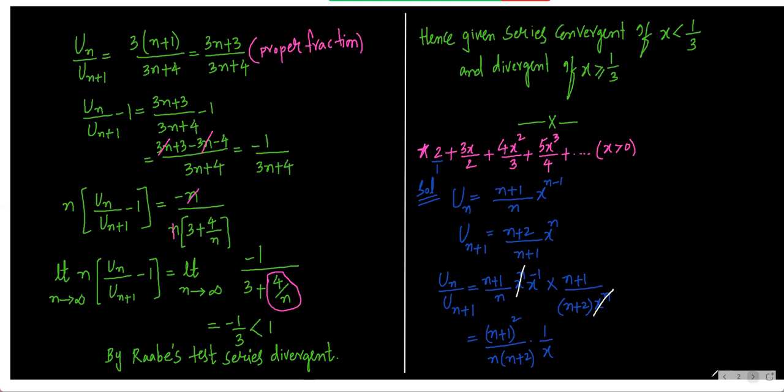Right. Now moving to the next page and continuing this question. That is our un by un plus 1 value. Un by un plus 1 value is equal to, I want to write that step once again. That is, we are getting n plus 1 whole square by n into n plus 2, into 1 by x into 1 by x.